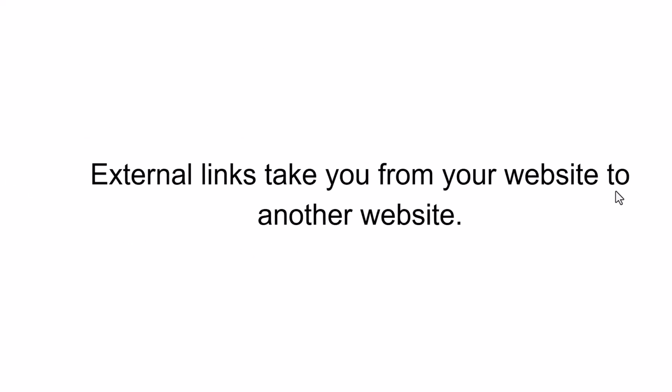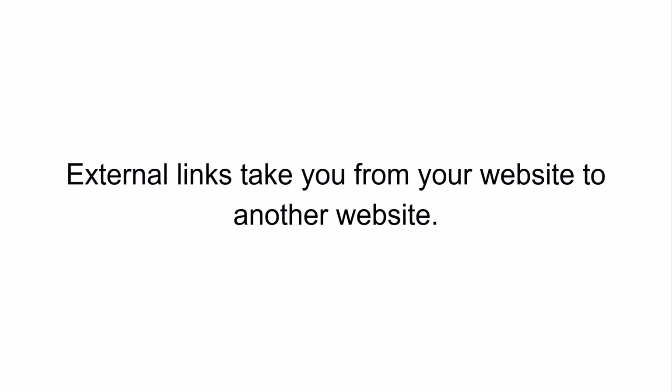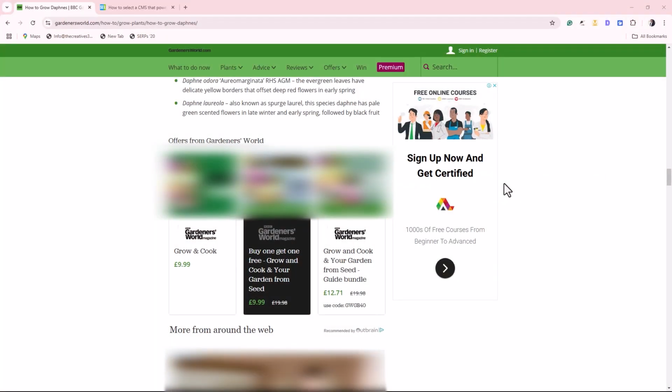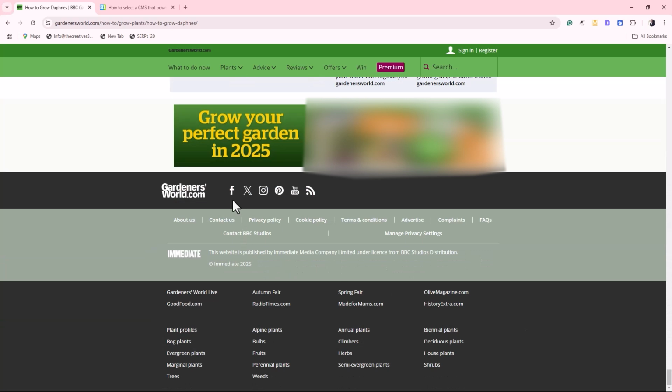Now let's move to external links. These are links that take you from your website to another website. For example, if you're writing a blog post and link to a case study on a research website, that's an external link. Let's take a look at some examples on the same website. If I scroll down to the footer, you can see these links. These are going to Facebook, Twitter, Instagram, Pinterest, YouTube. These are also external links.